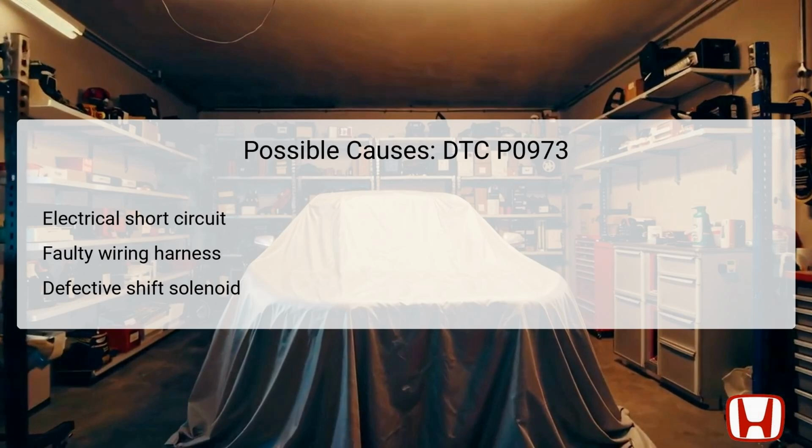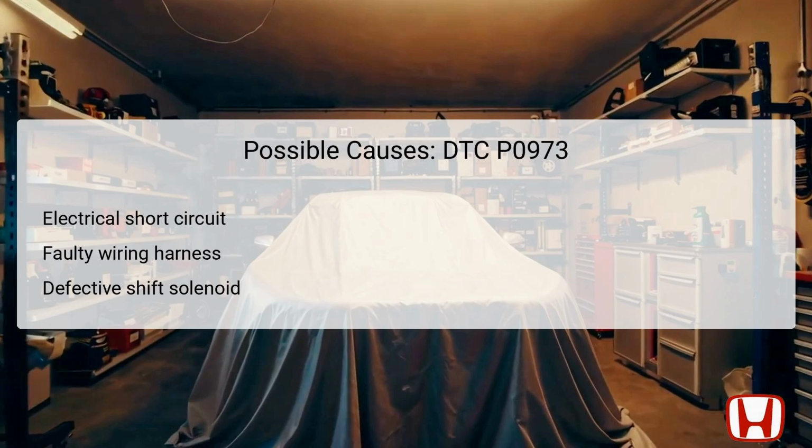The causes for DTC P0973 are primarily focused on electrical issues that affect the shift solenoid valve A. A short circuit in the wiring could prevent proper operation by misdirecting electrical flow, which is why electrical diagnostics are critical in this case. Another possible cause is a faulty wiring harness that connects the solenoid to the powertrain control module, PCM. Damaged wires or loose connections can create similar issues, leading to communication failures between the solenoid and PCM.